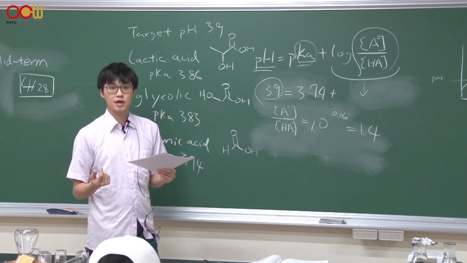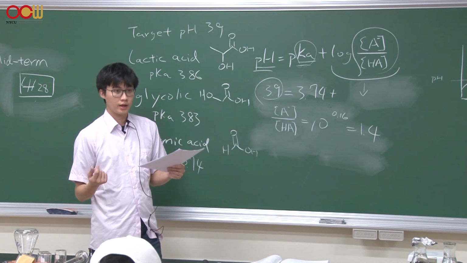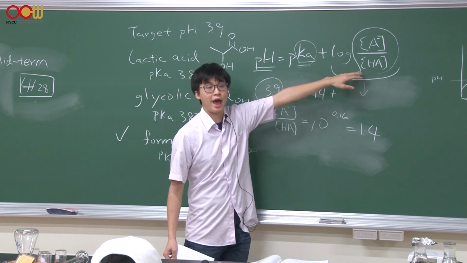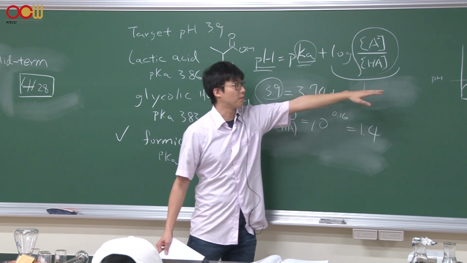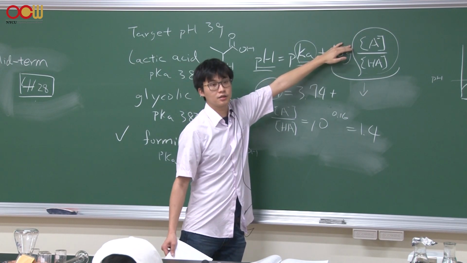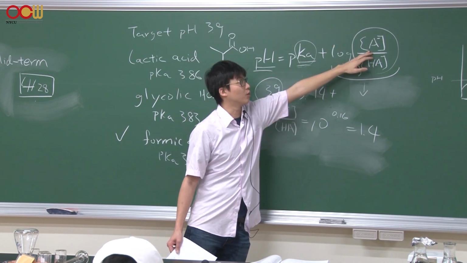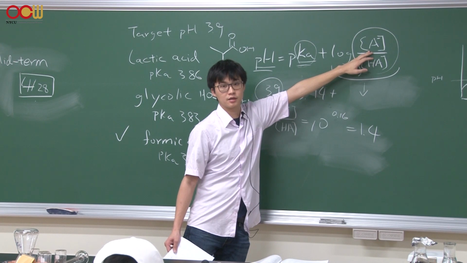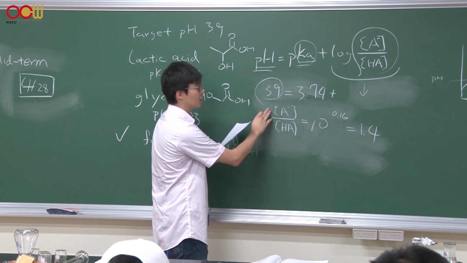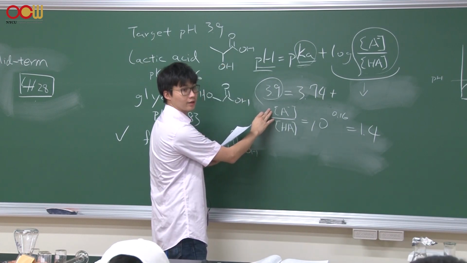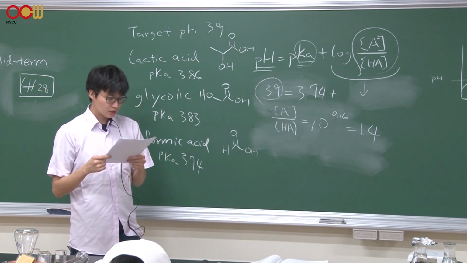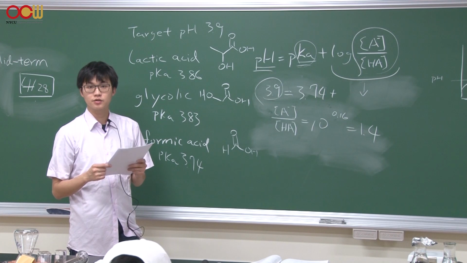There are several ways that you can make your buffer. One way is to start with pure HA, pure weak acid, and add in base until you get to the buffer region. Alternatively, you can look at this equation and add the sodium or potassium salt with the conjugate base of your weak acid. Then if we solve for this, we can get how much conjugate base you will need to add into the system to achieve this pH of 3.9. This is a very important calculation that you need to know how to do.